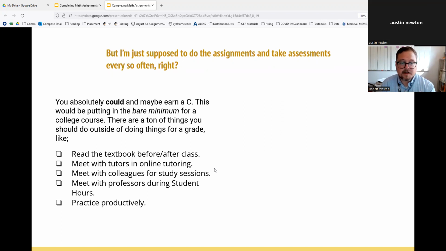Meet with colleagues for study sessions, meet with professors during student hours, practice productively. This last piece we'll talk a little bit about when we get to the homework, but there's a lot of things you can be doing outside of the actual assignments, right? Or how you do those assignments could really impact your understanding of the course material.